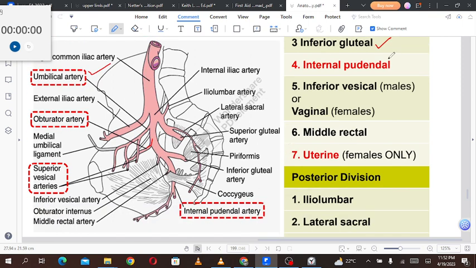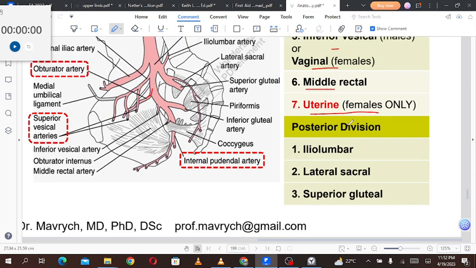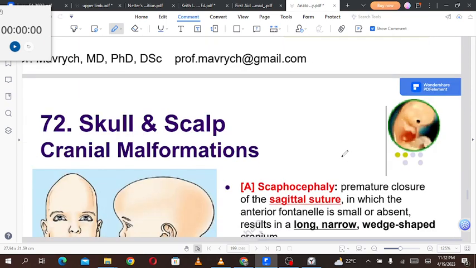Point 3 was the inferior gluteal artery. Where is the inferior gluteal artery? I guess it is not mentioned in the picture. After that we have the internal pudendal artery, the inferior vesical in males and vaginal in females, the middle rectal artery, and the uterine artery in females only. The posterior division includes the iliolumbar, lateral sacral and superior gluteal arteries.